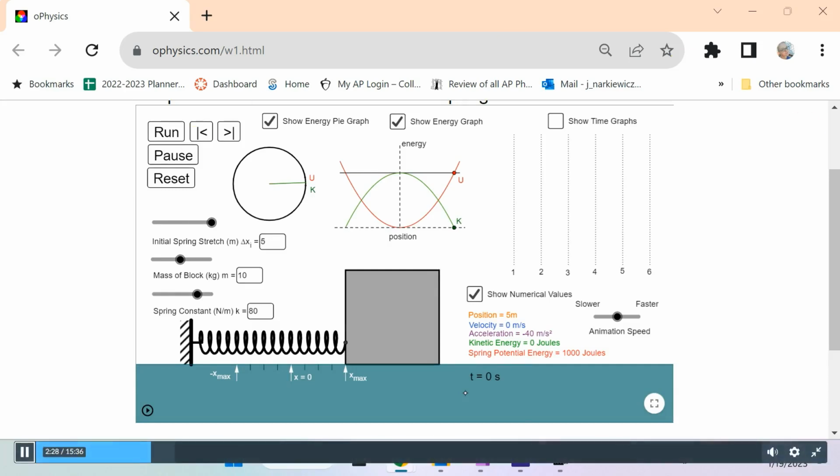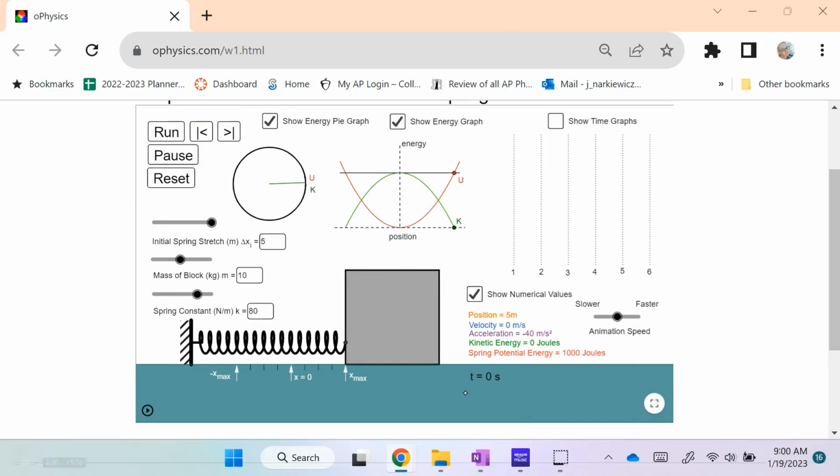And we have a really awesome pie chart that's going to show us the breakdown of spring potential and kinetic, and then also an energy graph that'll show us a breakdown of spring potential and kinetic. And then down on the bottom right, I have my position, velocity, acceleration, kinetic energy, and spring potential energies. We're going to use this to try and figure out the relationship between stretch length and velocity.